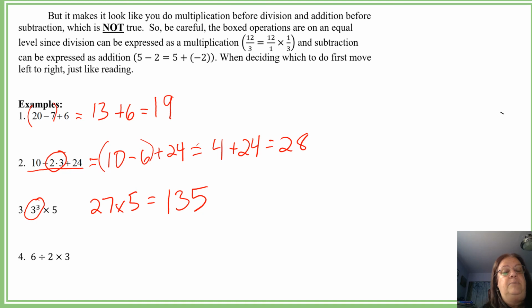Okay, now again, I'm going to be parsing this. I have a division and a multiplication. There's no plus or minus. There's no exponents or parentheses. So you're just going to read it left to right. So I'm going to do 6 divided by 2 is 3. And then I have to multiply that by 3. So I get 9.